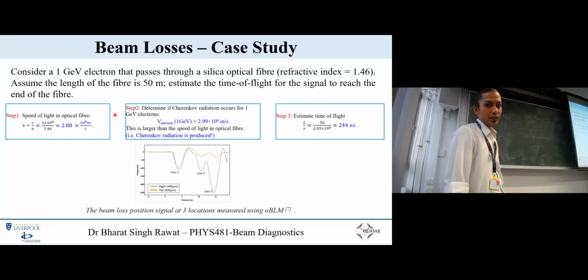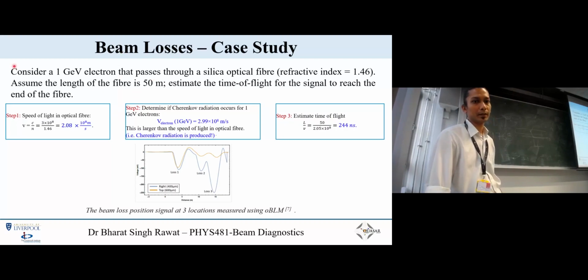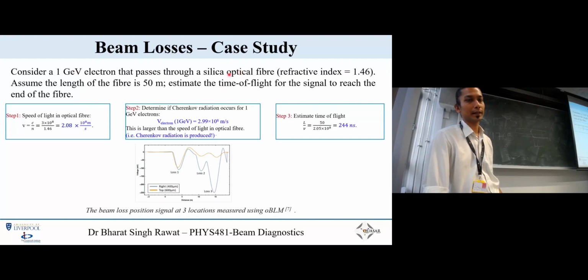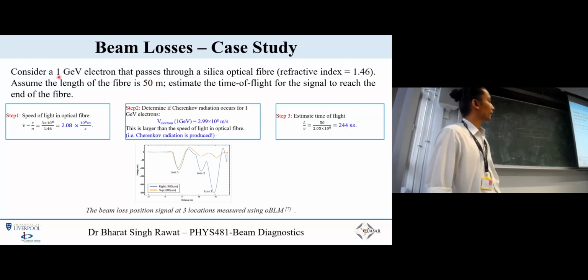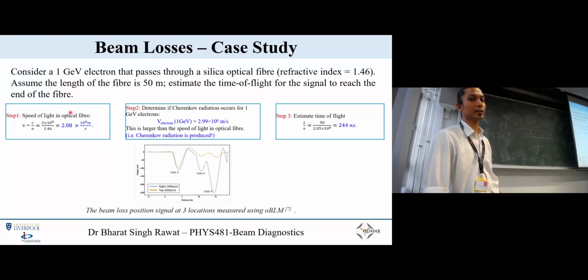So let's consider a numerical example. You have a 1 GeV electron which passes through silica optical fiber, which has a refractive index of 1.46. So let's say it's a 50 meter length, and we have to estimate its time of flight. So the first condition that we need to see is whether it will produce Cherenkov or not.